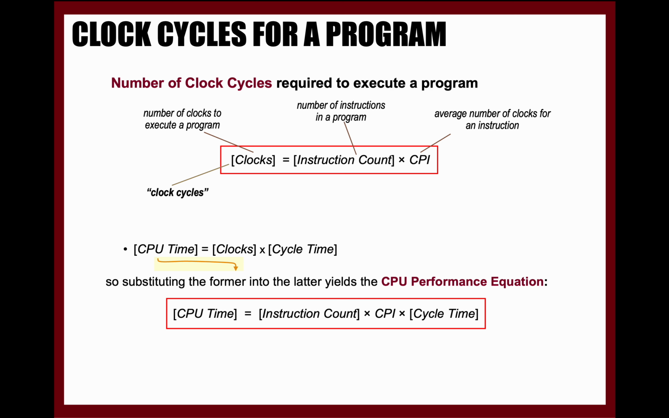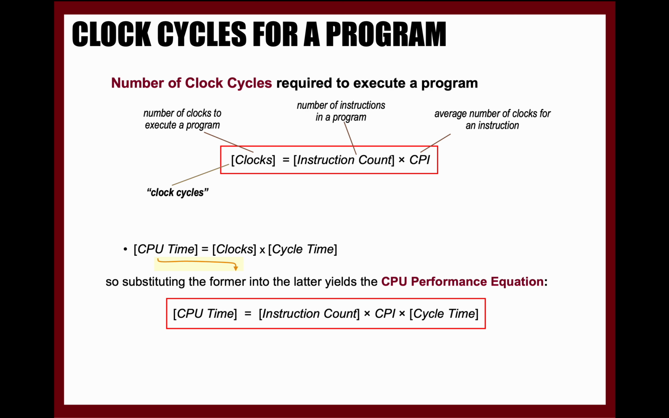Once we have computed the total clock cycles, we can ascertain the CPU execution time for the program. The formula is CPU time equals clock cycles times cycle time, where cycle time is the time taken for one clock cycle. Building upon this, we can further refine our understanding by incorporating the previous equation, which leads us to the CPU performance equation. CPU time equals instruction count times CPI times cycle time.